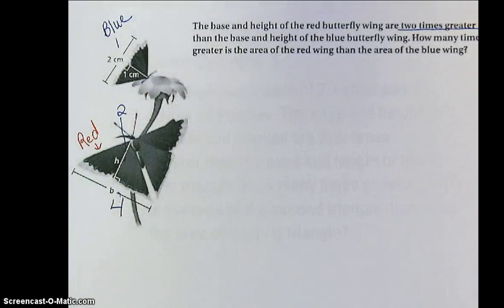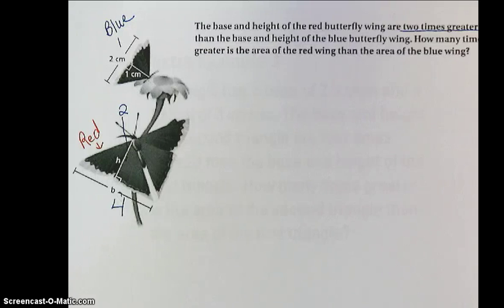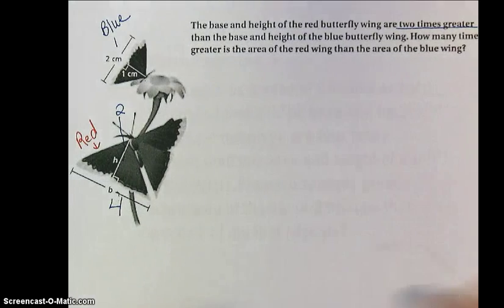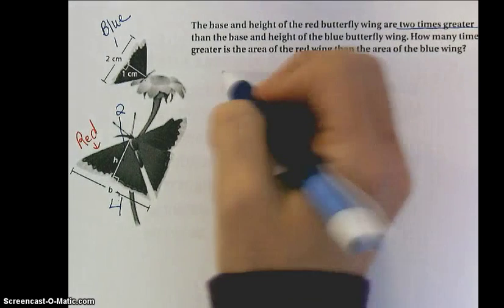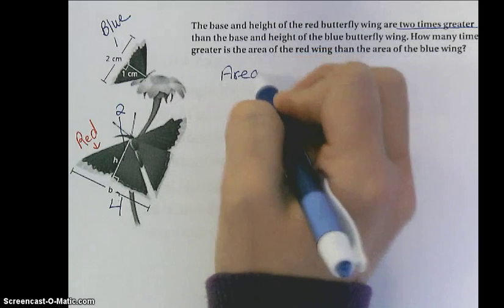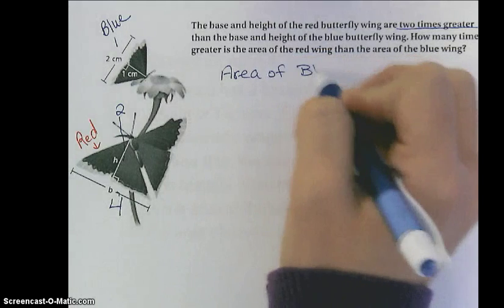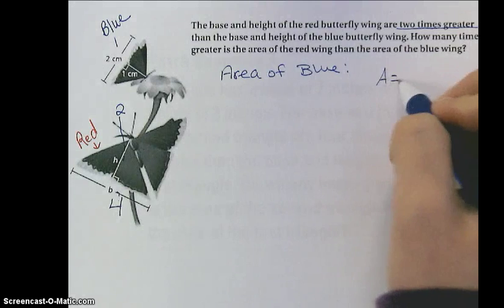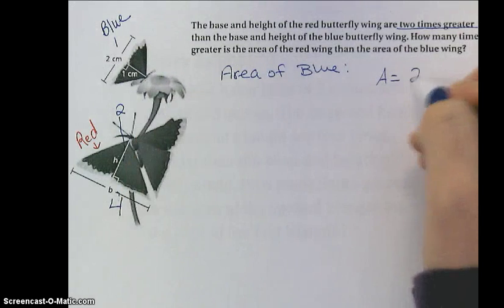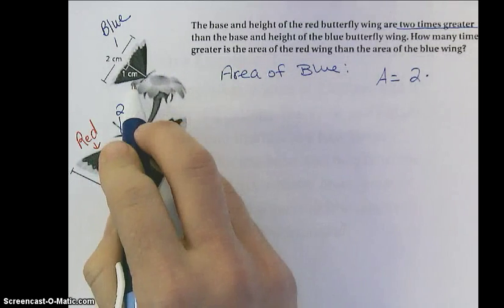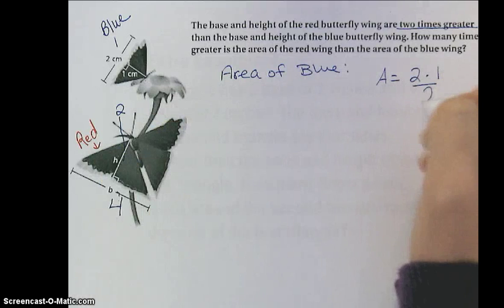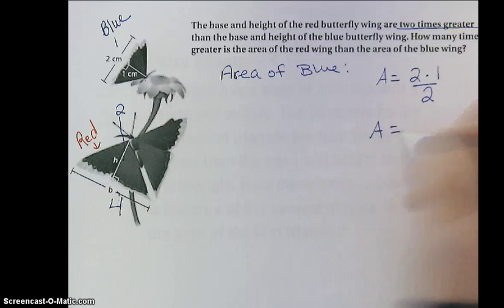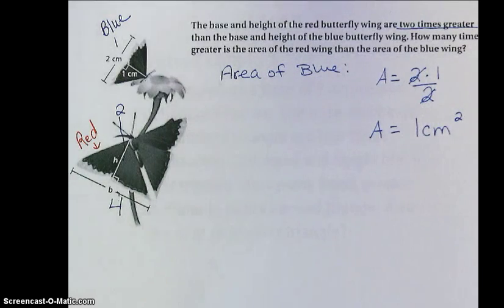So now I need to see how many times greater the area is. Well, in order to do that, I need to find the area of both. So the area of my blue is 1/2 the base, which is 2, times the height, which is 1, all over 2. So then it is 1. So the area of my blue butterfly wing is 1 centimeter squared.